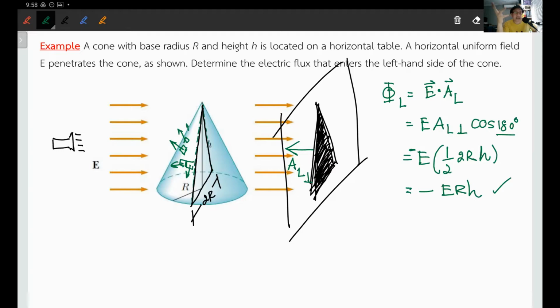And actually, with this idea, you can calculate the net flux on the right side of the cone too. It will be the same amount, but it's positive. And you can still answer what should be the net flux through this cone. It's still 0, because entering and outgoing of the electric field lines are the same. The same amount enters and the same amount exits the cone. So there is no net flux inside the cone.